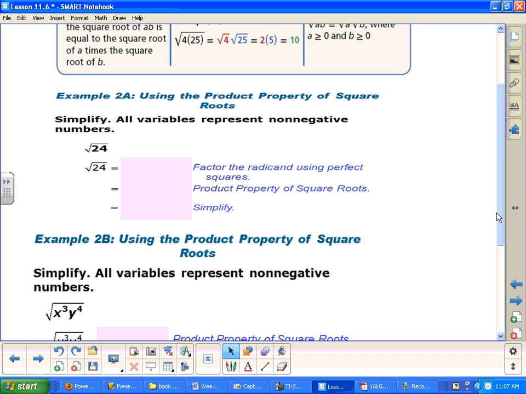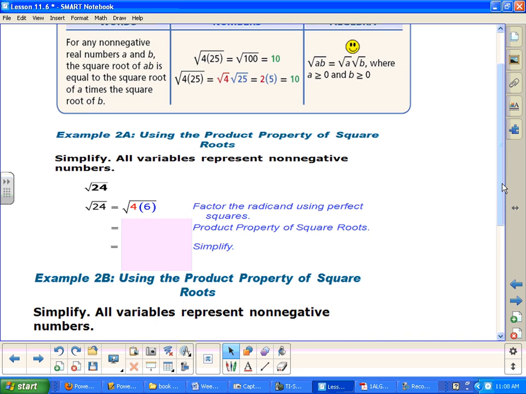So I can rewrite this as the square root of 4 times 6. The perfect square 4, and then the number that's not a perfect square would be 6, because 24 is 4 times 6. Now, using the product property, I can write this as two separate radicals. I pull it apart, and now I have the square root of 4 times the square root of 6. So first I broke 24 up into factors, where one of the factors was a perfect square. After I do that, I can pull them apart and write them as two separate radicals being multiplied together.